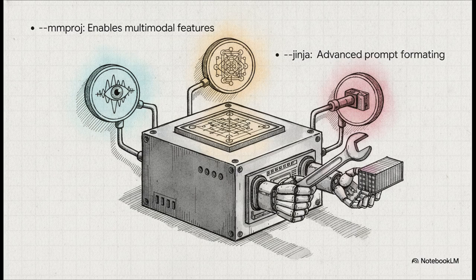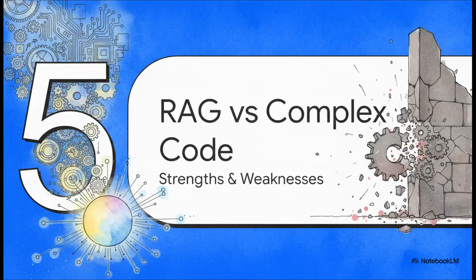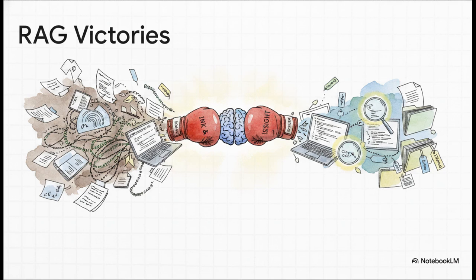webui-mcp-proxy flag. This is the one that allows the model to hook into external tools, like a Docker Model Context Protocol, or MCP, server. It basically gives the model hands to actually interact with your system. Let's pivot to section 5, RAG tasks versus complex coding. So, how does it actually perform?